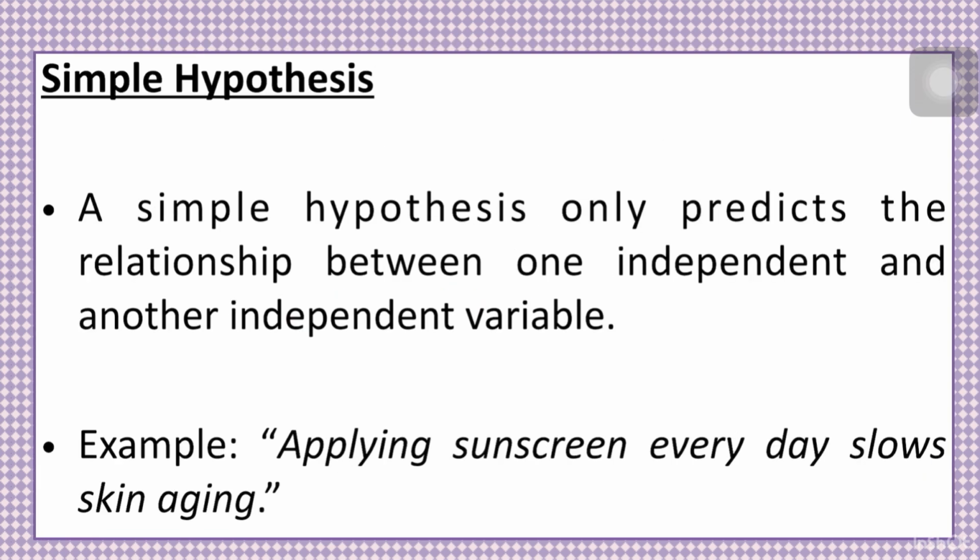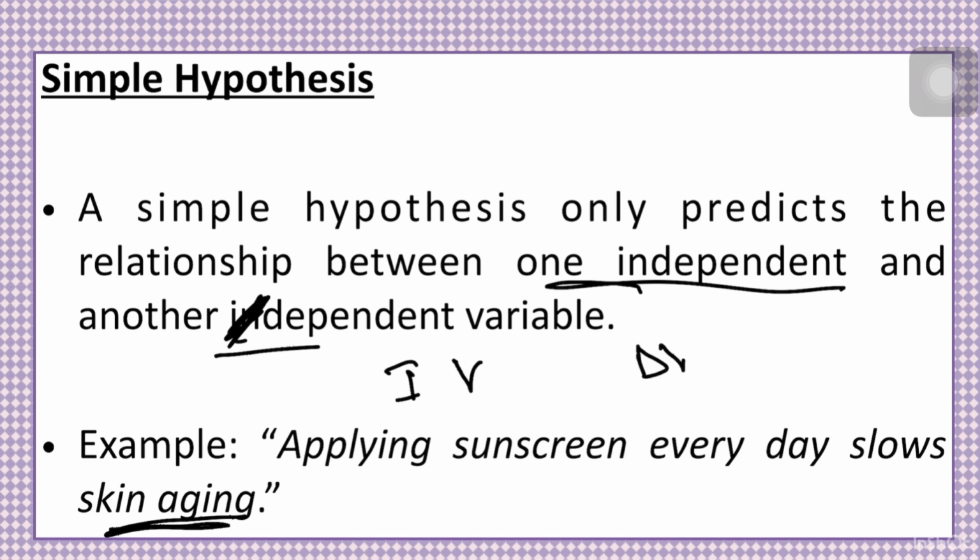So the first type of hypothesis is the simple hypothesis. In this, we take only two variables. One is an independent variable and the other is a dependent variable. We test the relationship between the independent and dependent variable. An example could be: applying sunscreen every day slows down skin aging. Over here we take only one independent variable and one dependent variable. So this is the simple hypothesis.